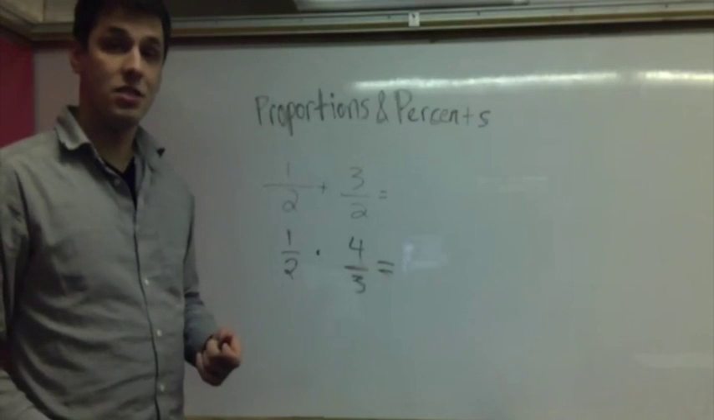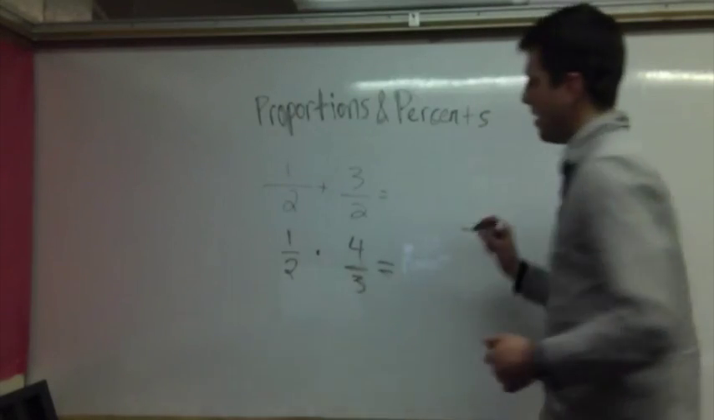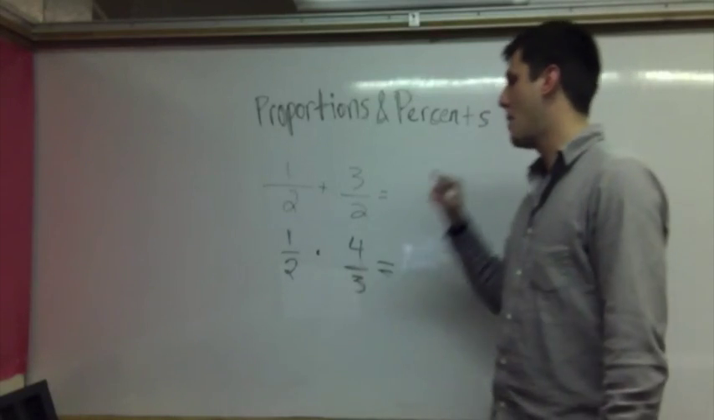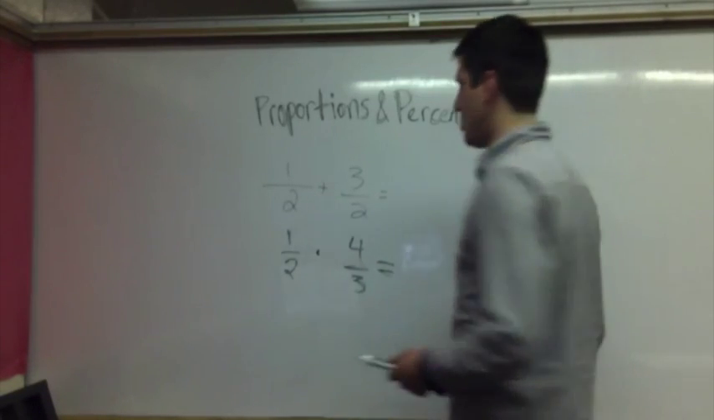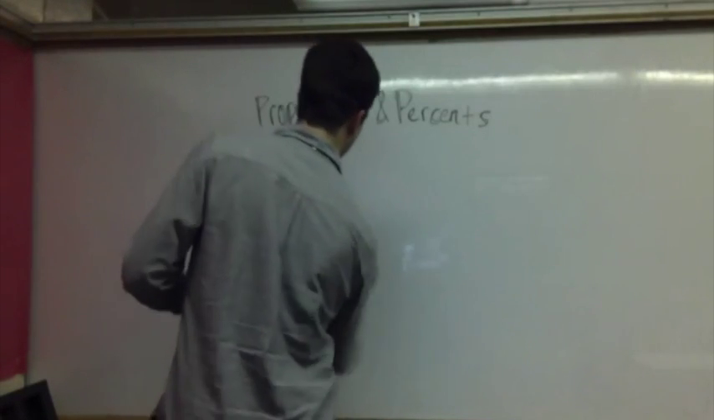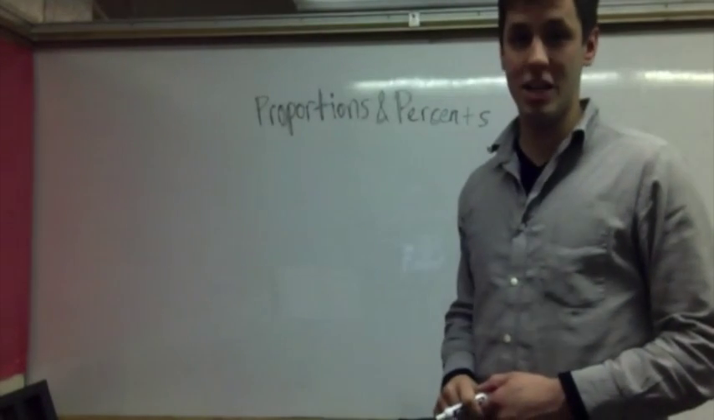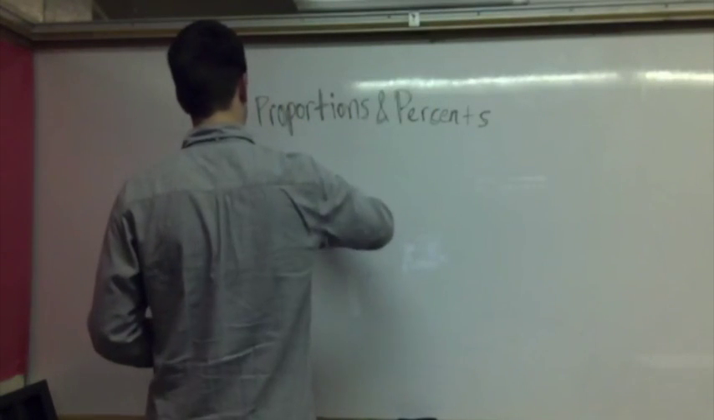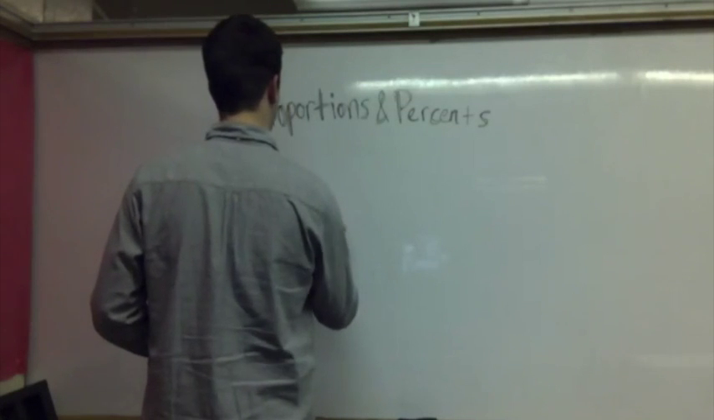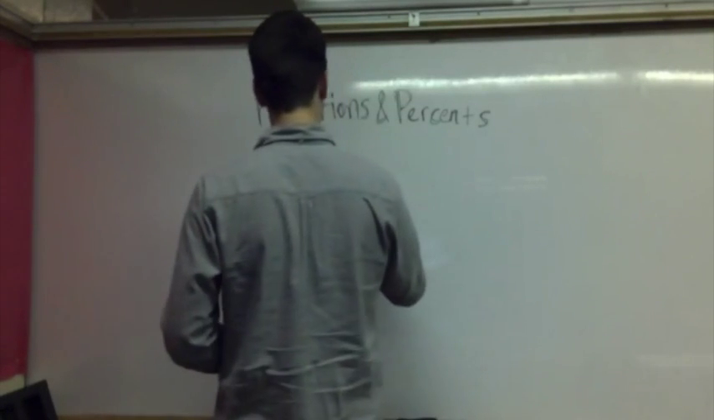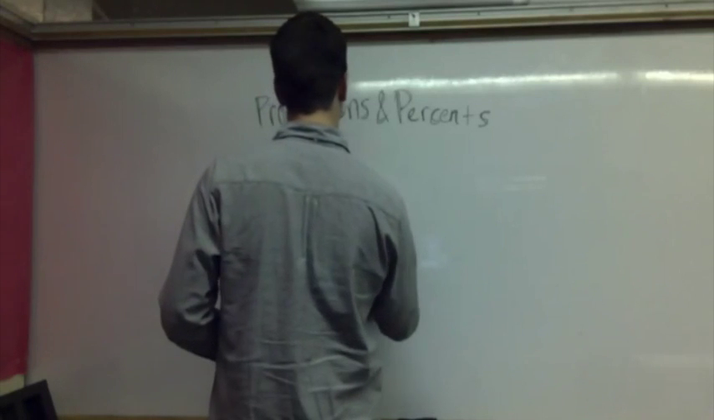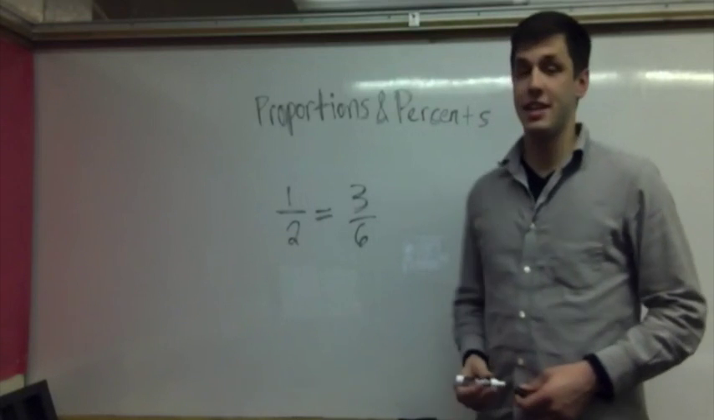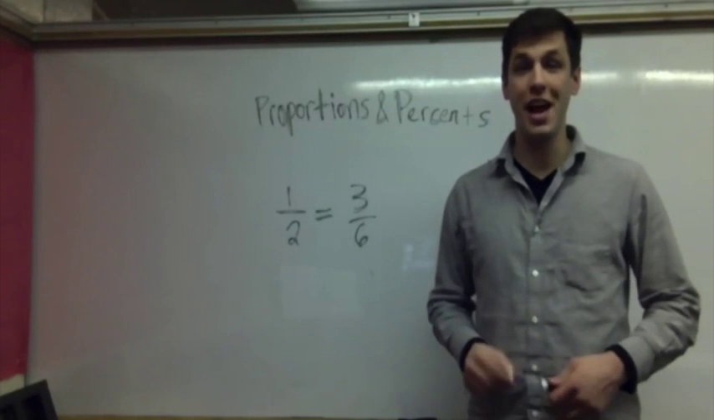Now, proportions are two fractions, not with a plus sign, not with a minus sign, not with multiplying or dividing, but with a different sign in between them. They're two fractions that are set equal to each other. One half is equal to 3/6. That is true, so therefore they are a proportion.